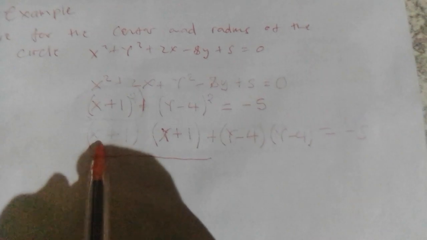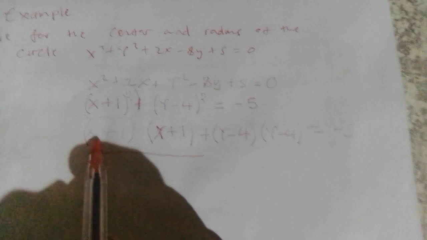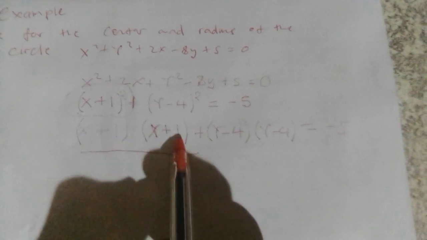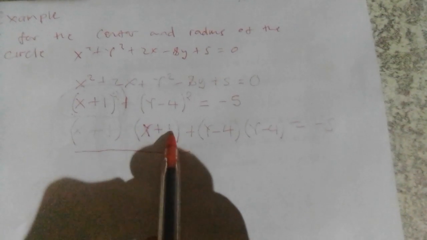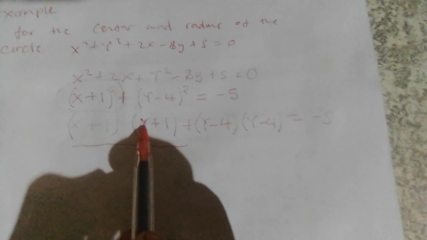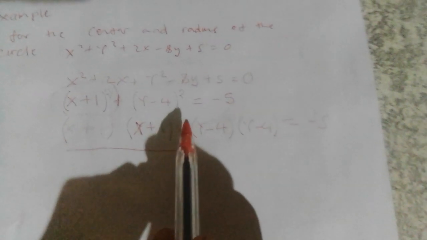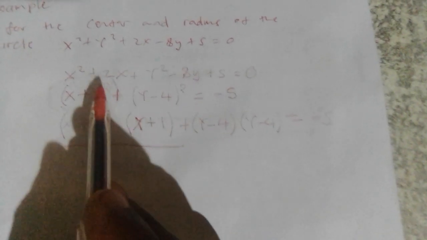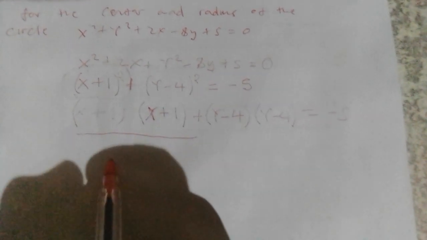So if we say x times x, that gives you x squared, and then x times 1 gives you x, but then 1 times x gives you another x, so altogether you get 2x, which is that 2x right there. So this is how we arrived at this part. The second part now is knowing the constant. That's 1 times 1, which gives you 1.